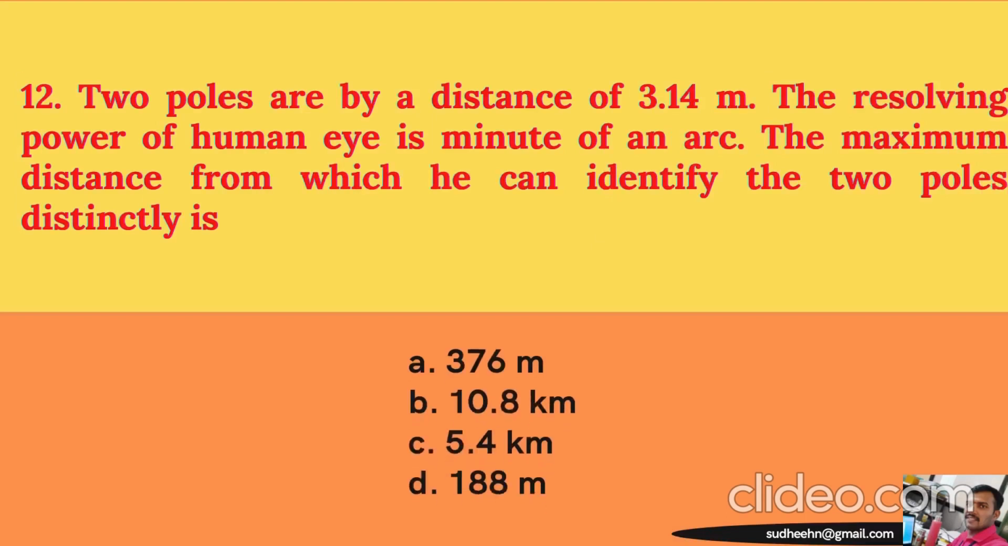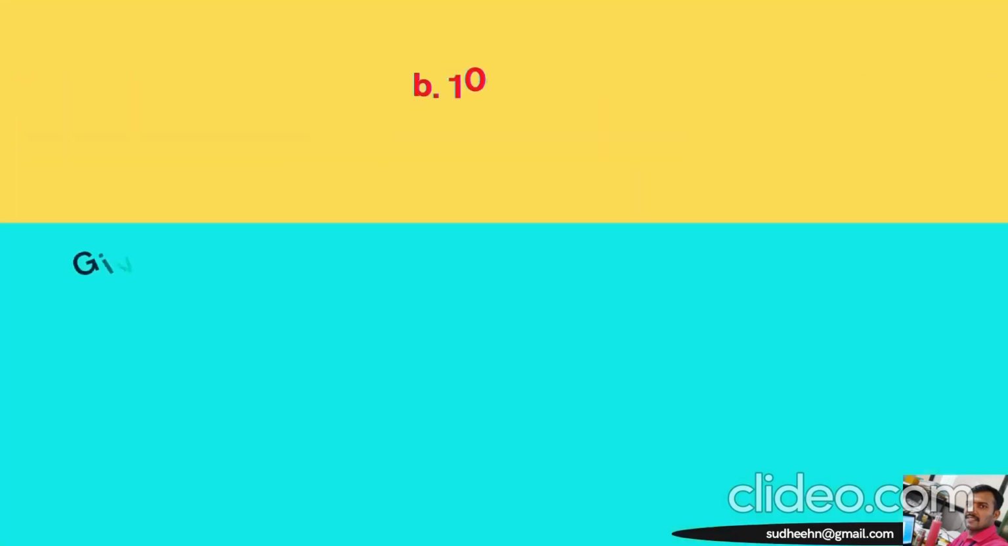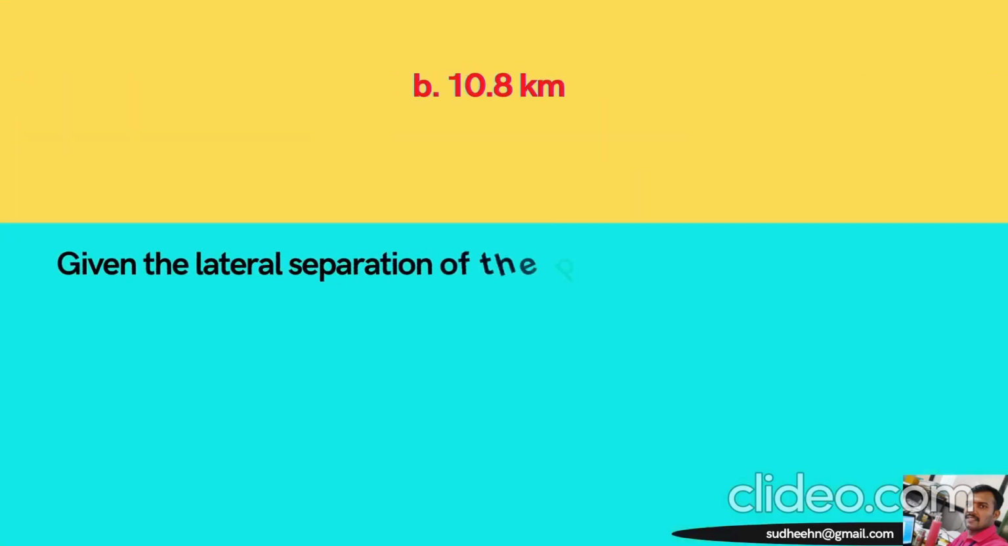Two poles are separated by a distance of 3.14 meter. The resolving power of human eye is a minute of an arc. The maximum distance from which he can identify the two poles distinctly is. Options he has given: option A 376 meter, option B 10.8 kilometer, option C 5.4 kilometer, and option D, that is 188 meter. And the right answer is option B, that is 10.8 kilometer.